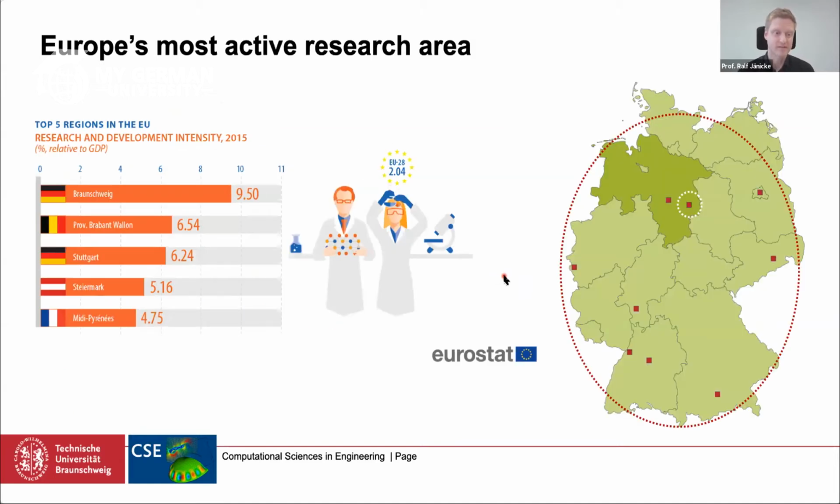Braunschweig is also assigned as Europe's most active research area by Eurostat. That's the statistics division of the European Union, which balances the money spent for research and development compared to the per head income, or the GDP. We see that even though Braunschweig is maybe not so well known as a city, obviously this region seems to be very successful.